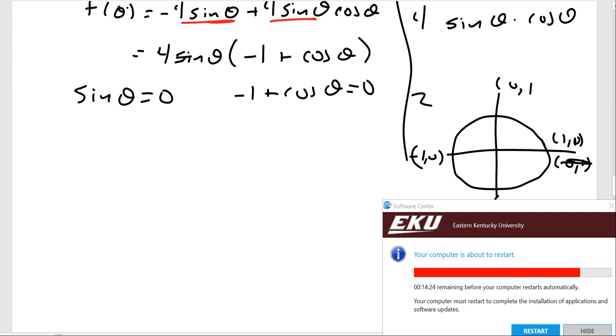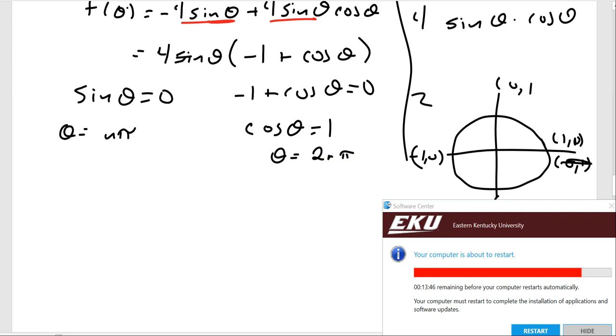Anyway, sine of theta is equal to 0 at any multiple of pi, so I'm just going to call that n times pi. Over here, where is cosine of theta equal to 1? Cosine of theta is the x-coordinate, right? So the x-coordinate would be 1 only at multiples of 2 pi. So in this case, every multiple of 2 pi, so 2n pi.